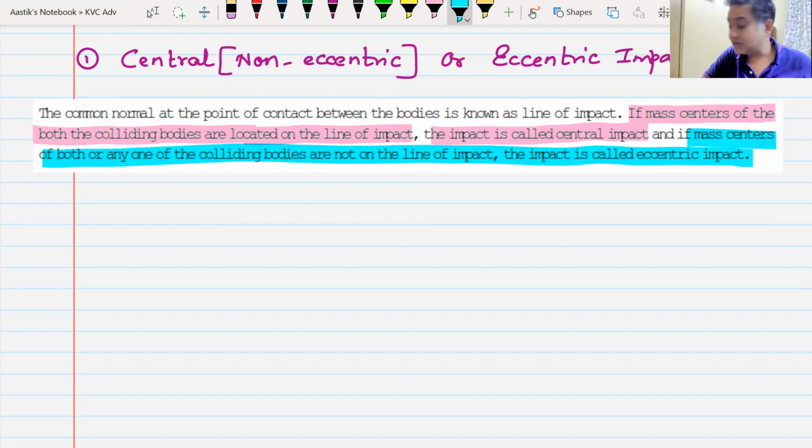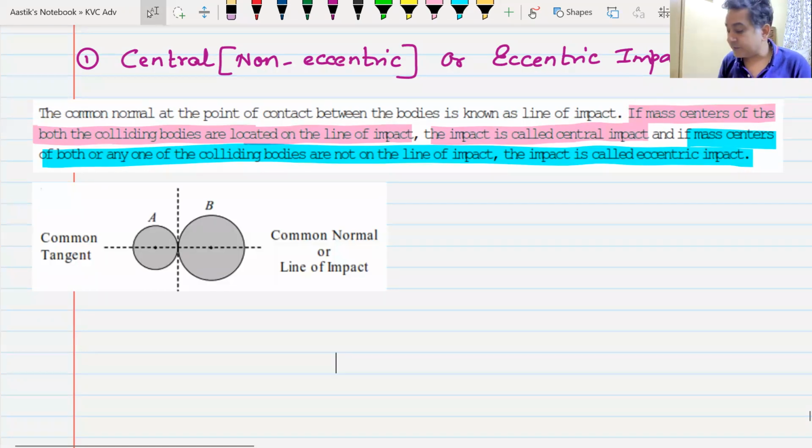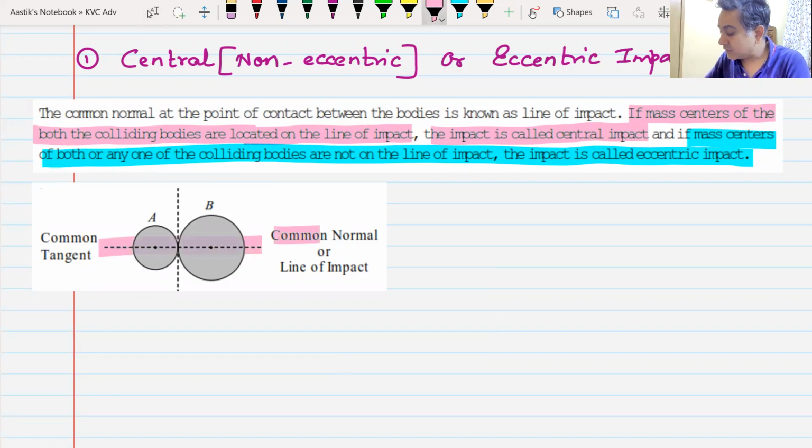Central impact is also known as non-eccentric impact. You can see the example of central impact here. Do you see this diagram that is coming on your screen now? Here, as you can see, this is the common normal. You see the common normal? Yes, sir. This is the common normal or the line of impact.